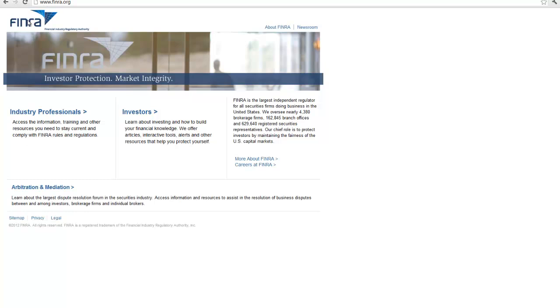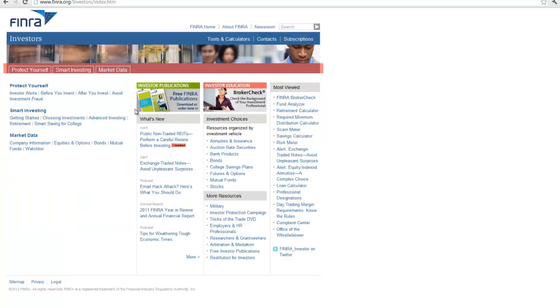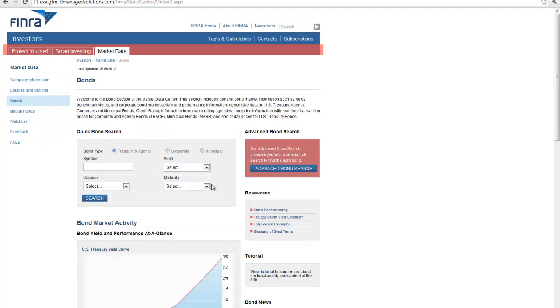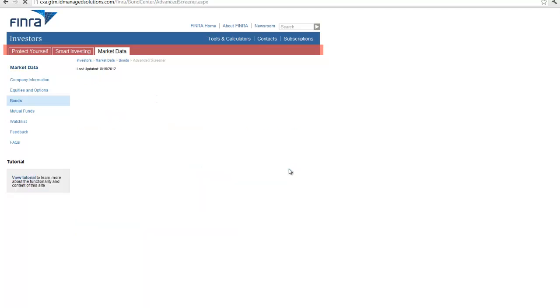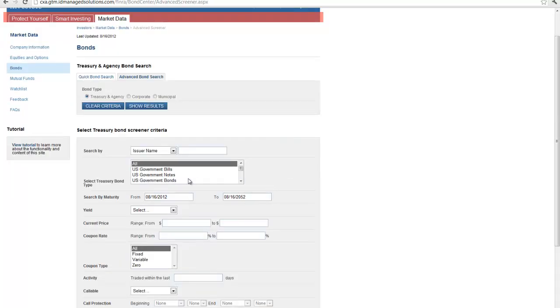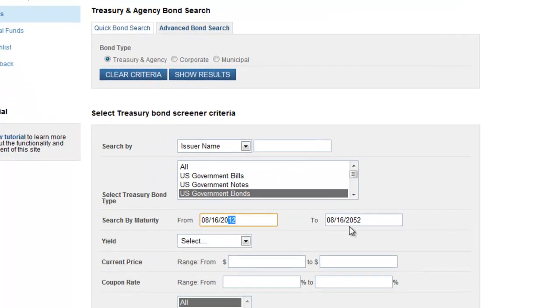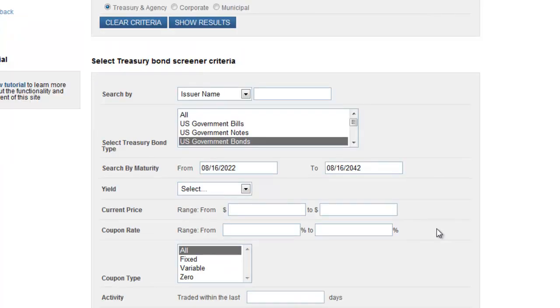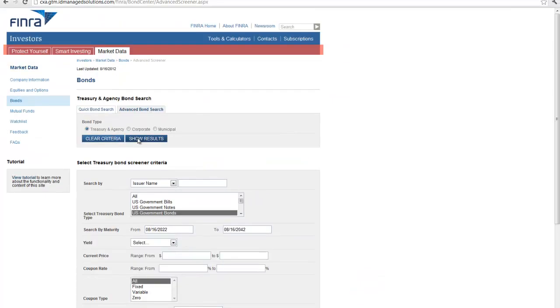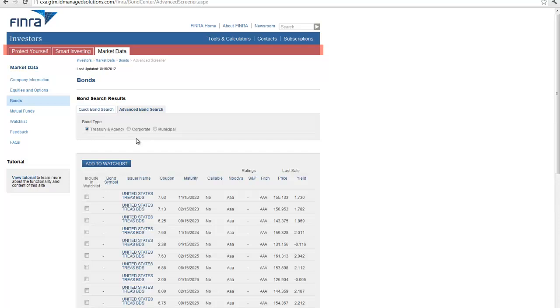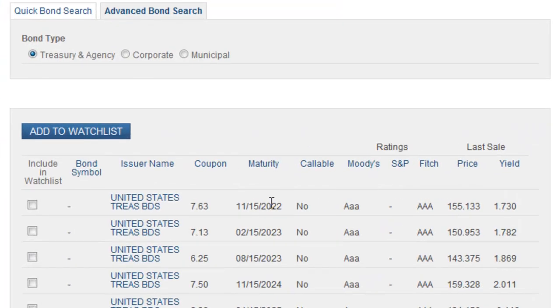treasuries. So I'm just going to go to FINRA, go to investors, go to bonds down here in the market data, and go to the advanced bond search. And all I'm going to do is look for U.S. government notes, and we're just going to look for maturities that are basically between 10 and 30 years. And so I'm just going to see what this pulls up. It should pull up quite a few treasury bonds for us, and I'm not going to be picky, so I'm just going to grab the first one here.